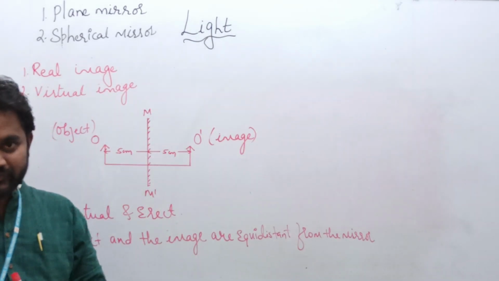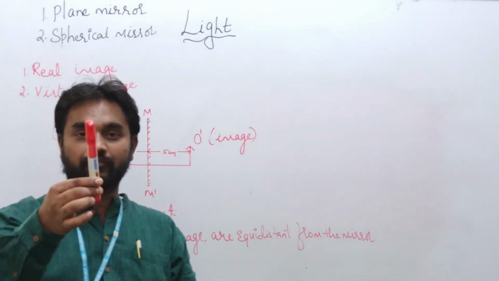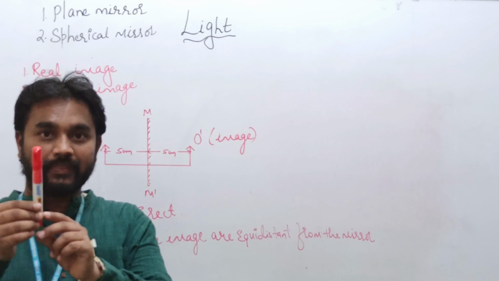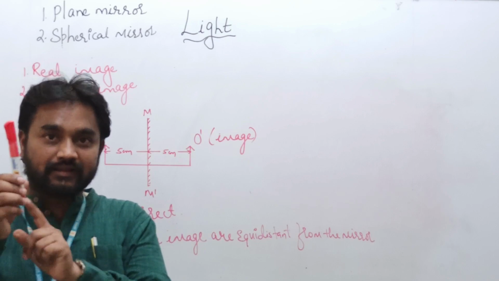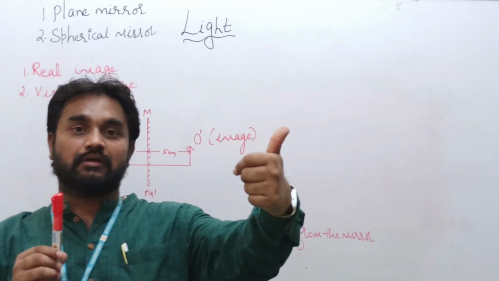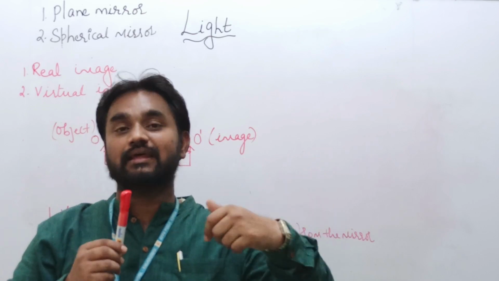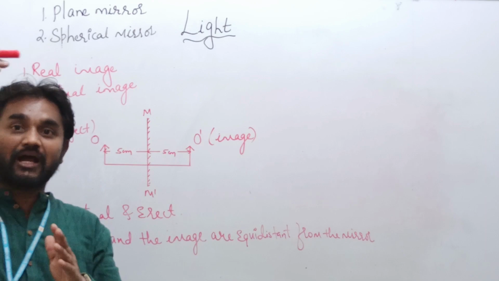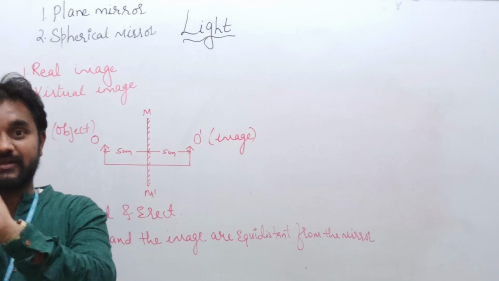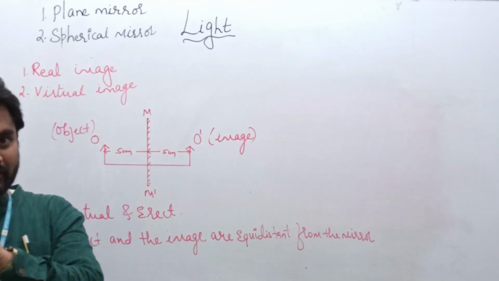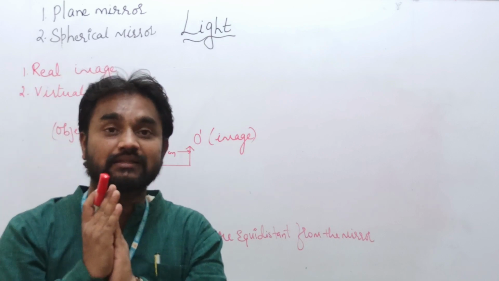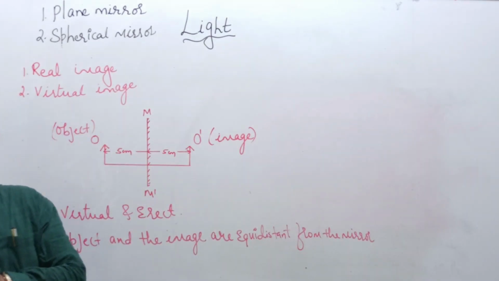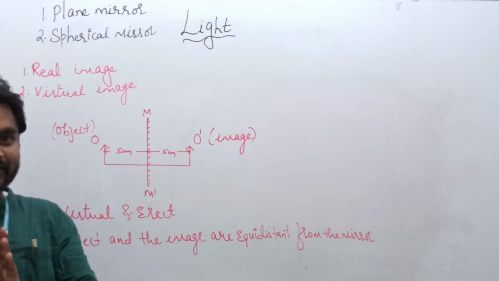If I am holding this marker in my right hand, the mirror will show that I am holding it in the left hand. Only the side changes, it will not be upside down. Right goes to left, left goes to right. Lateral means the side will be changing. Right appears left and left appears right.